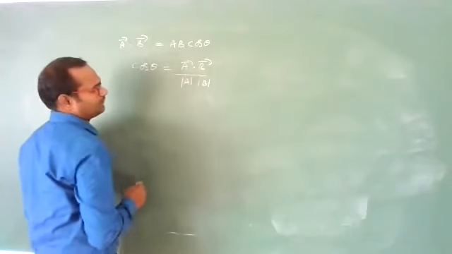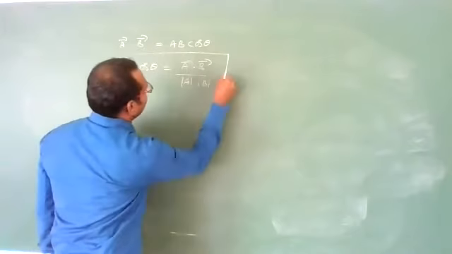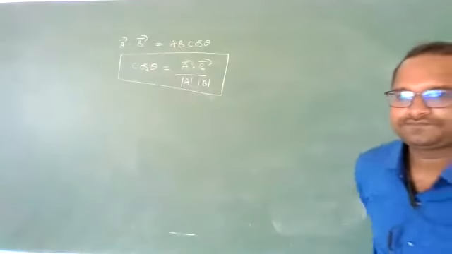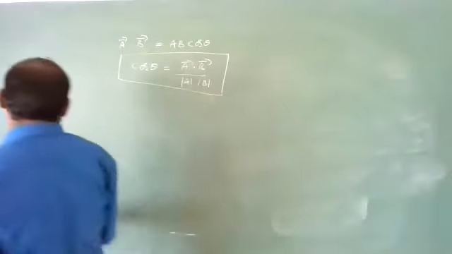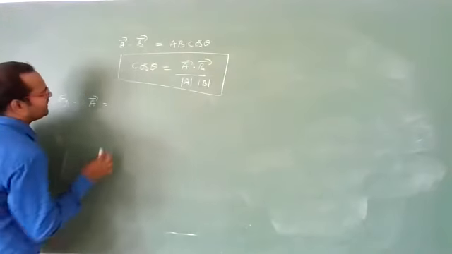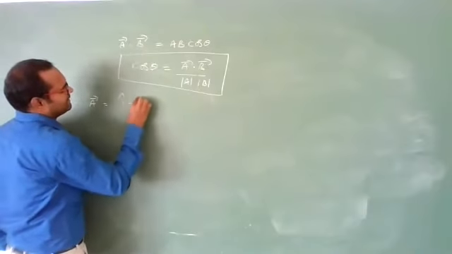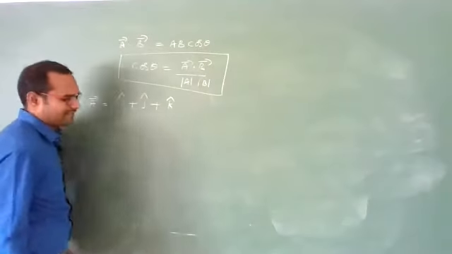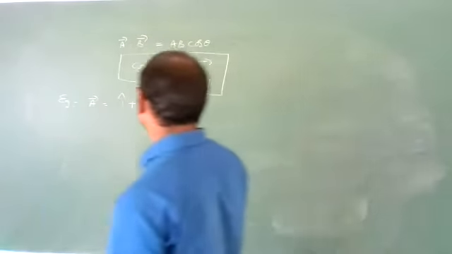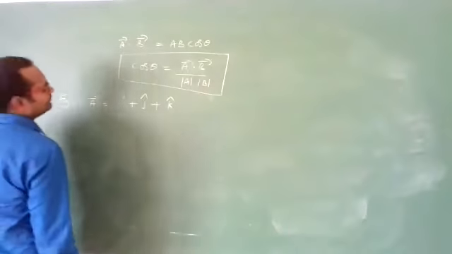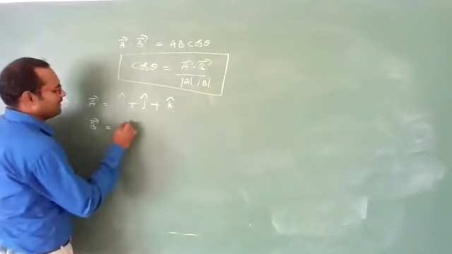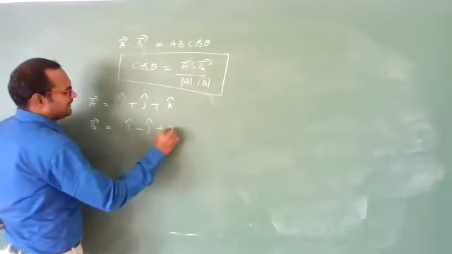So with this formula, we can find the angle between any two given vectors. Let us take one example. Students, let us suppose we have been given two vectors. One vector is i cap plus j cap plus k cap. The second vector, let us suppose, is i cap minus j cap plus k cap.